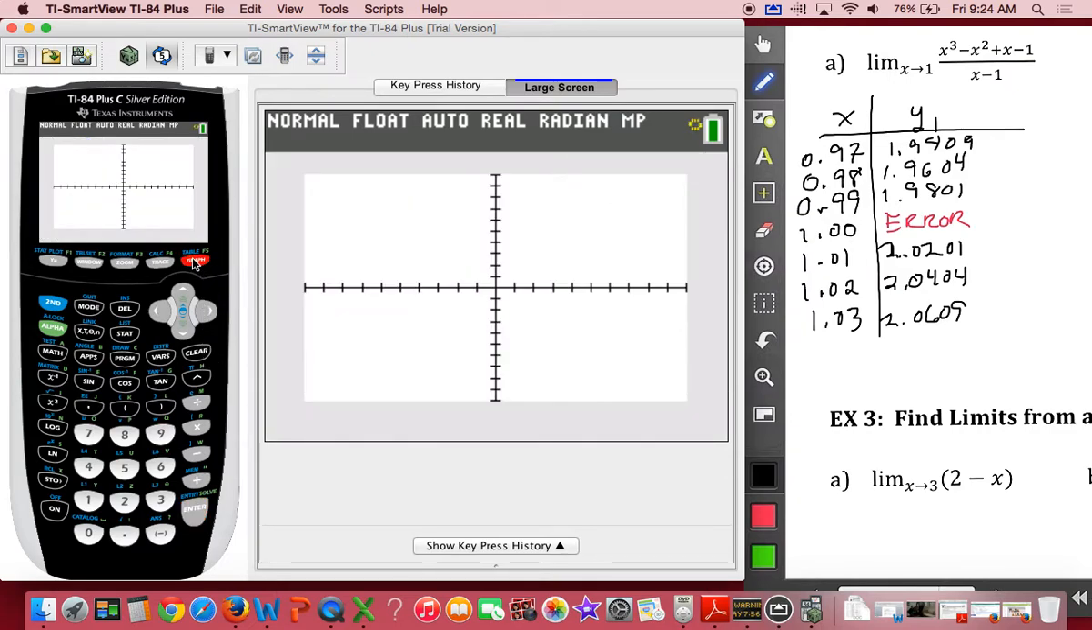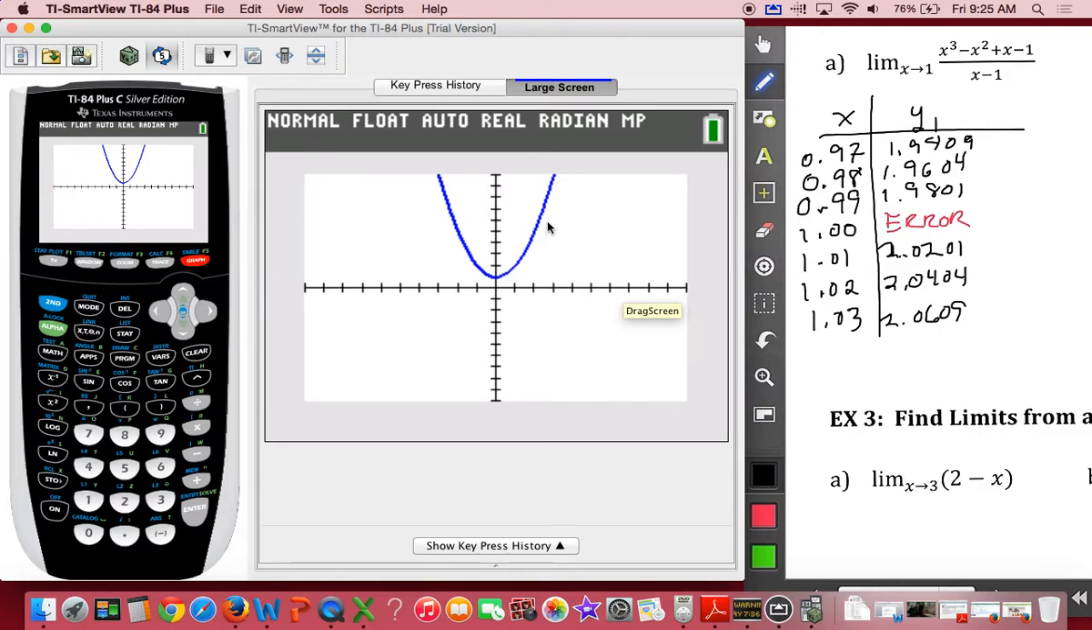What do you think the limit is? 2, because that's what the graph, or the table of values over here, is showing you: as we get closer and closer to 1, the y value is getting closer and closer to 2. And so as we approach 1, so here's 1, go up to your graph right there. What does the y value appear to be?